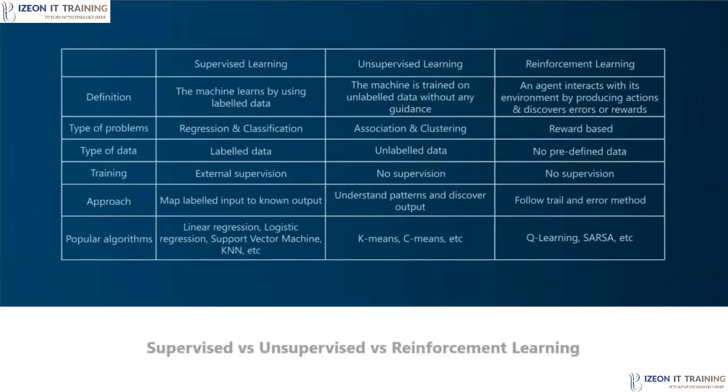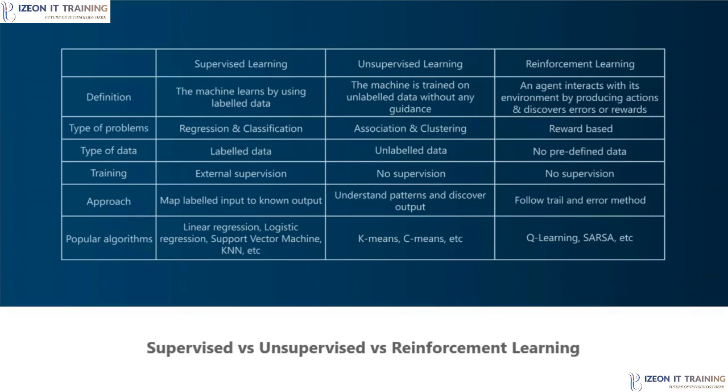Now before we move ahead, I'd like to discuss the difference between the three types of machine learning just to make the concept clear to you all. So let's start by looking at the definitions of each. In supervised learning, the machine will learn by using the labeled data. In unsupervised learning, there'll be unlabeled data and the machine has to learn without any supervision. In reinforcement learning, there'll be an agent which interacts with the environment by producing actions and discovers errors or rewards based on his actions. Right?